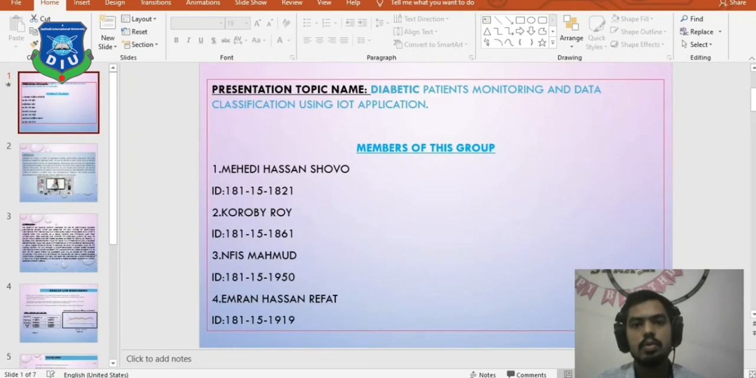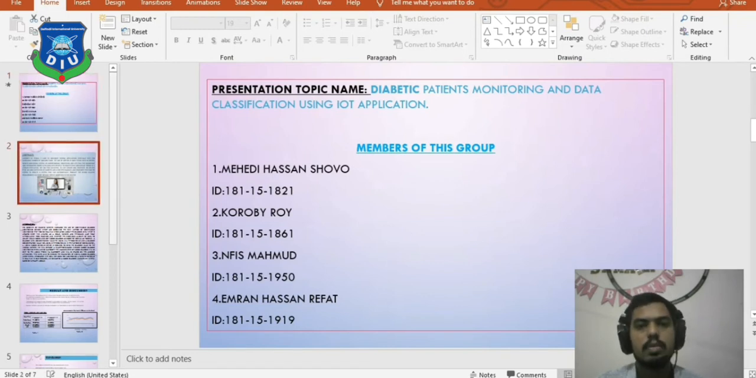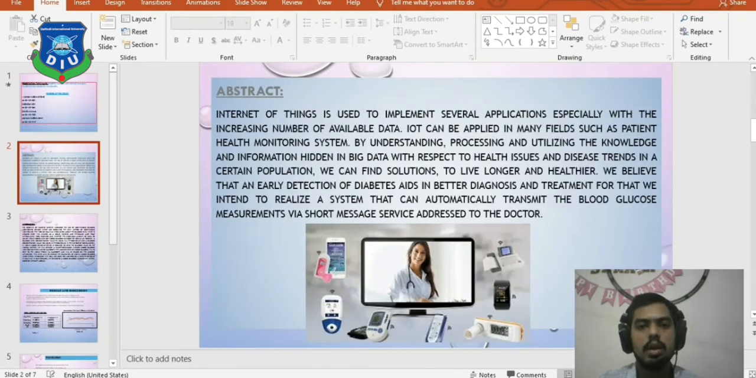My ID is 181151821. Our presentation topic is diabetic patient monitoring and data classification using IoT application. These are our group members. Now I am discussing the abstract and introduction of our project.